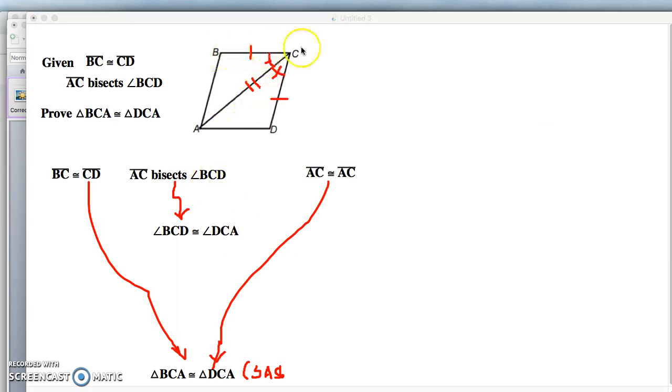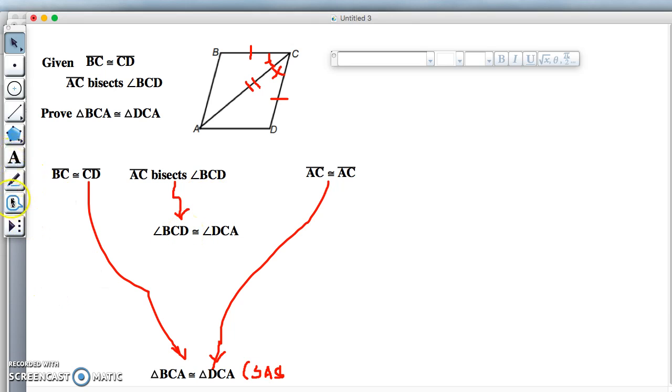So angle BCA is congruent to DCA. So this should actually be A here. Let me just rewrite that. So this should be BCA. Okay, and therefore I now have my angle and I'm done. So basically, again, remember, if you have 3 things here, you need an arrow for each one: a side, the angle, and the side.